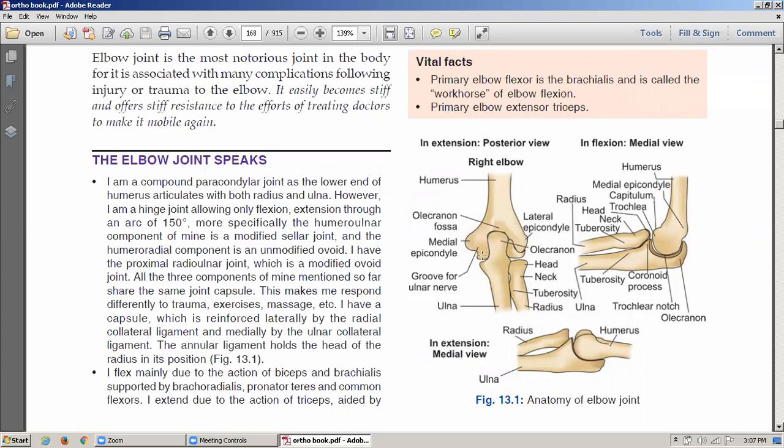And this is a groove for the ulnar nerve. And this is the ulna, this one is the radius. This is the head, neck, and the tuberosity of the radius.